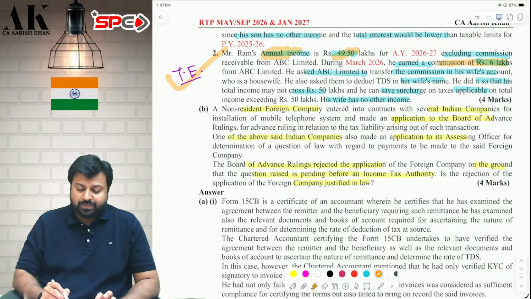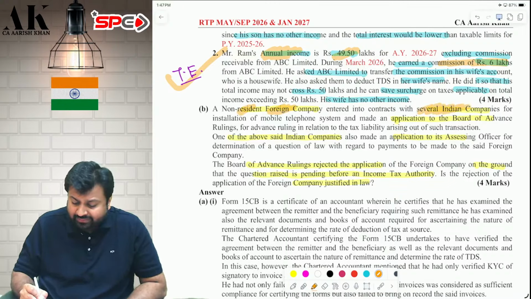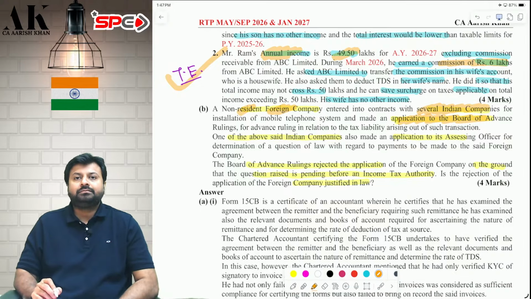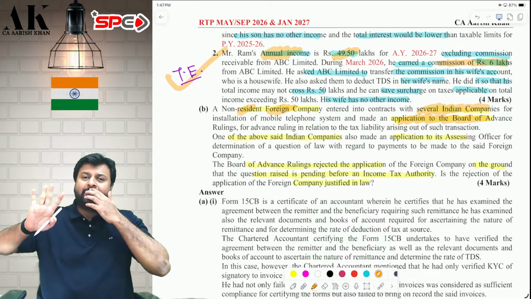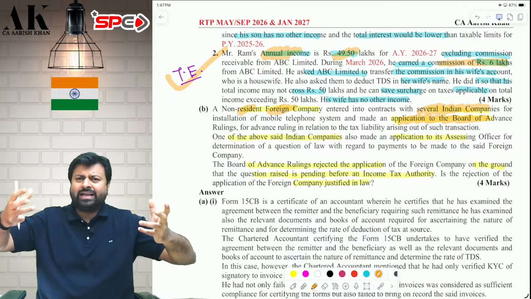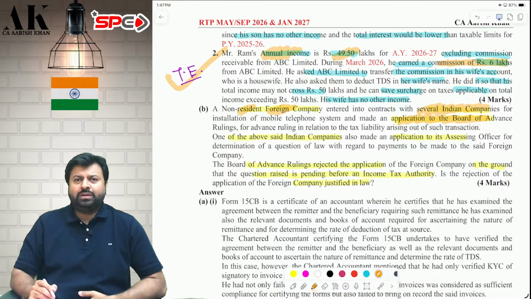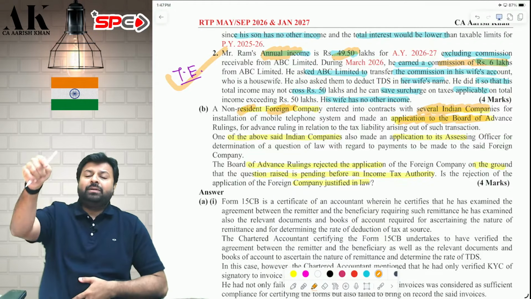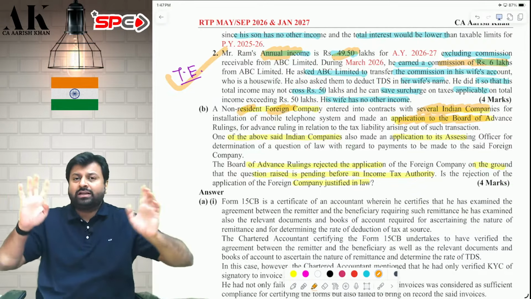And one last question in this paper is, there is a non-resident foreign company which is entering into a contract with several Indian companies and they have made an application to BFAR. Now, suppose they are entering into contract with 10 Indian companies. So they want to know the tax planning, how much will be the tax liability. They want to know the tax effect. So for that purpose, they have made an application to BFAR. Now, suppose they have made an application to BFAR with 10 companies, because they are entering into transactions with 10 companies.